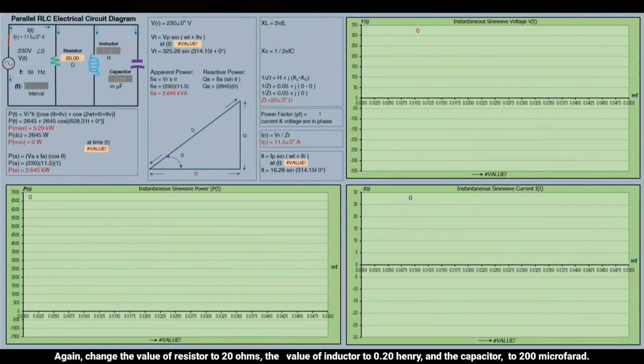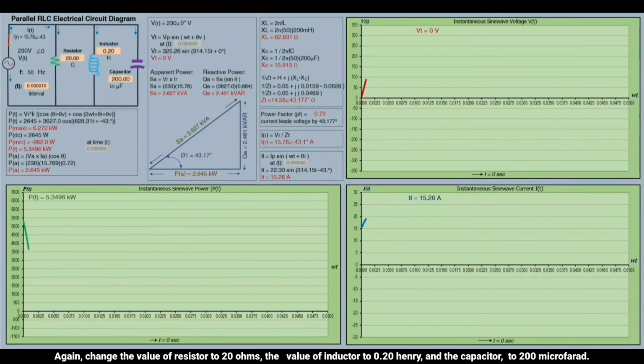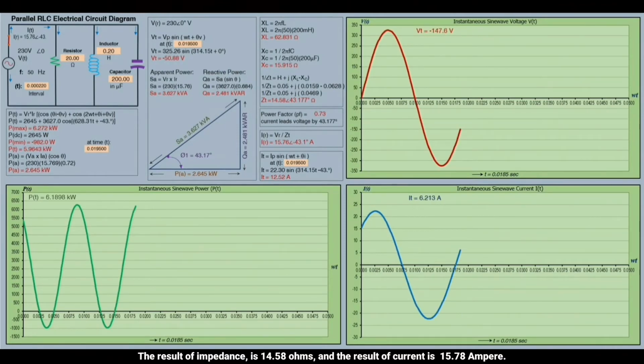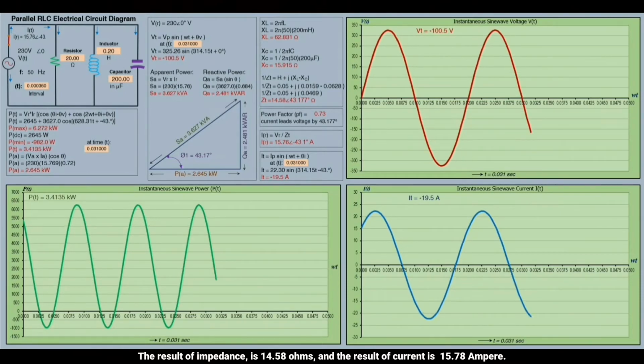Enter the final value of resistor to 20 ohms, the value of inductor to 0.20 Henry, and the capacitor to 200 microfarad only. The result of impedance is 14.58 ohms, and the result of current is 15.78 amperes.